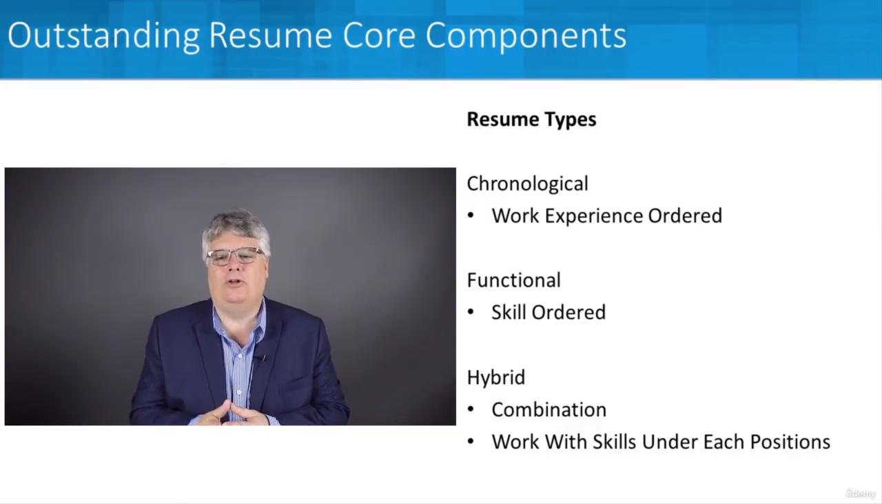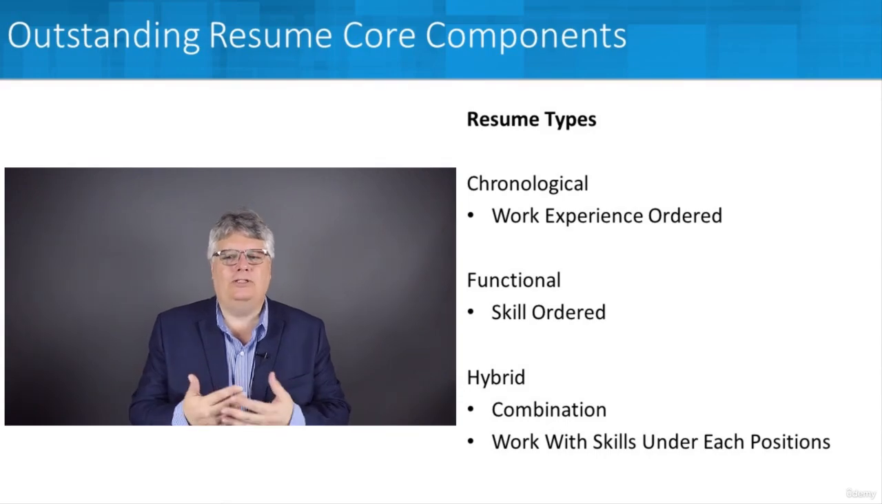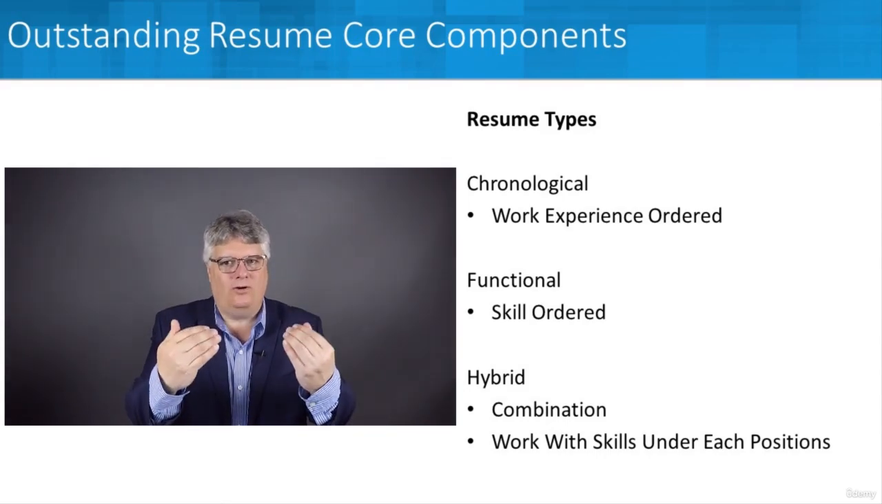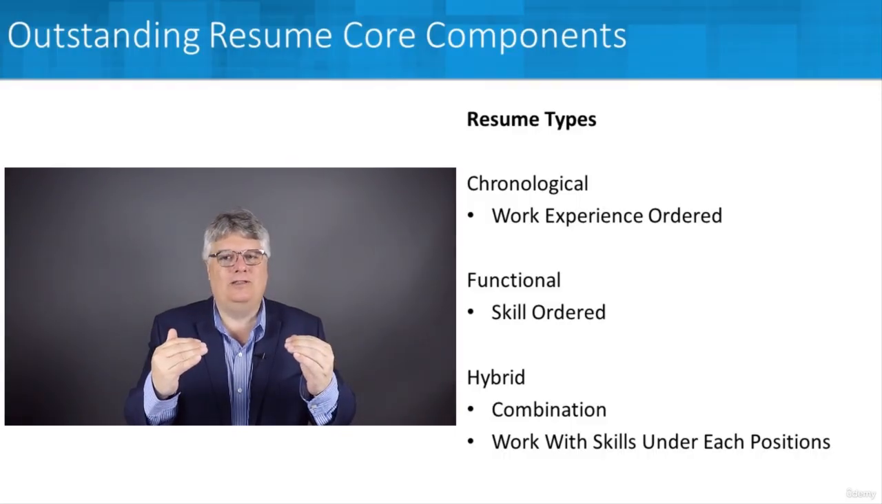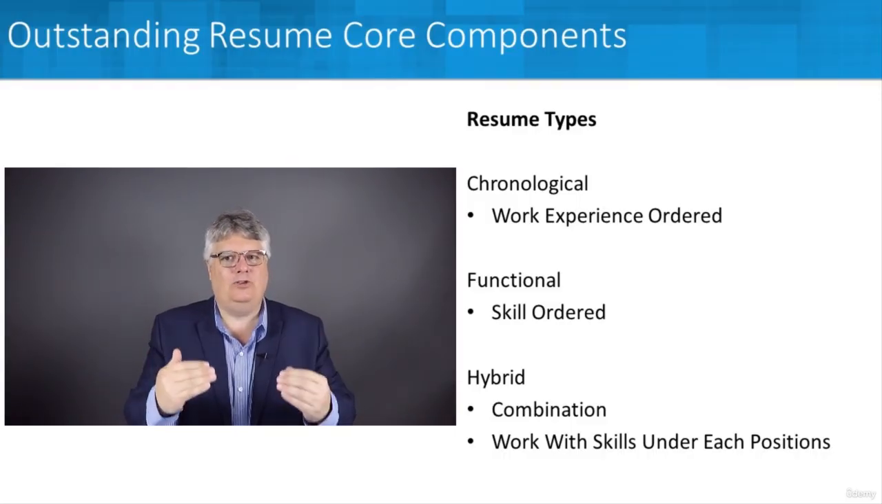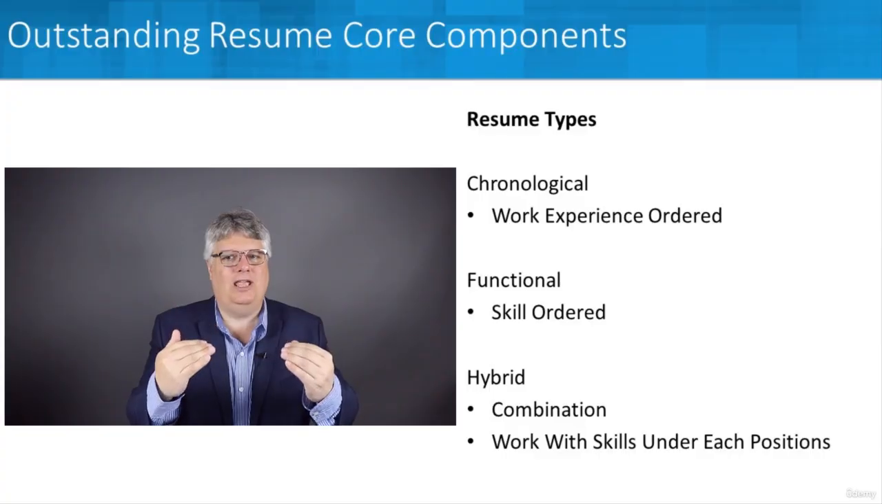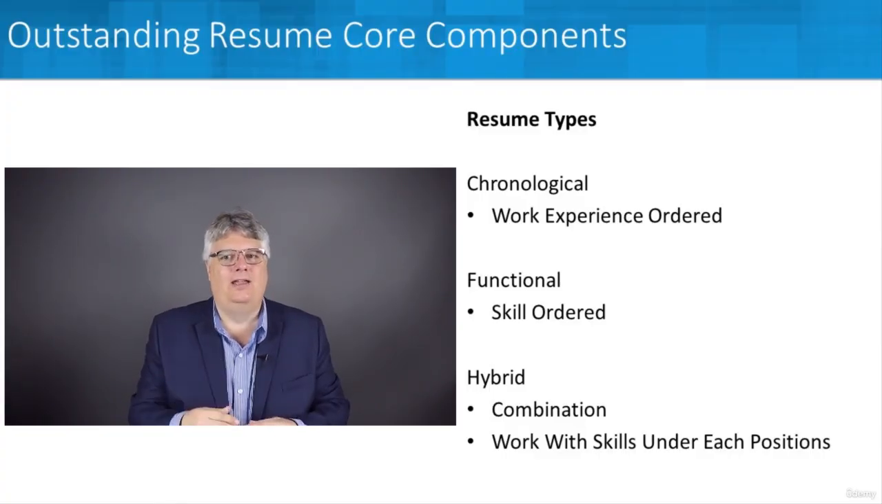One is chronological. Chronological, functional, and hybrid are really the three main types. Chronological is like your work experience, and everything's ordered in reverse chronological order. Your most recent work experience at the top, for example, and then past work experience, and so on. Your most recent education, your most advanced degree, for example, and then after that, in that chronological way.